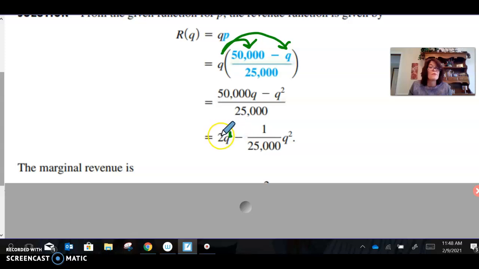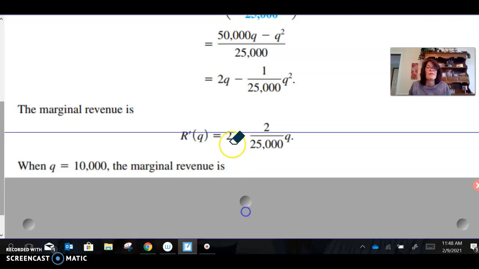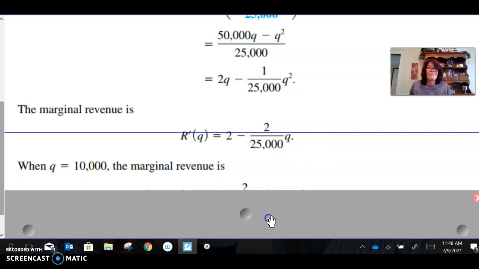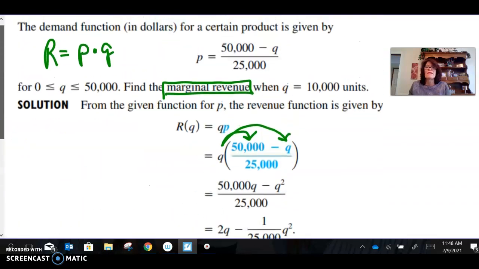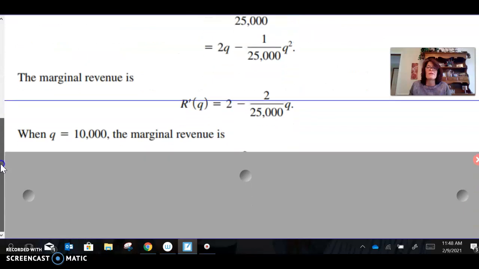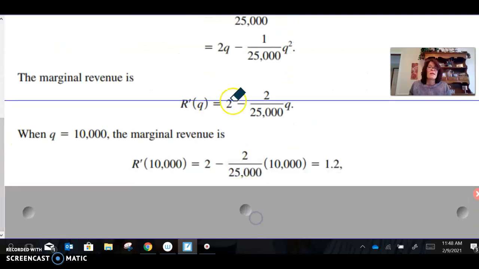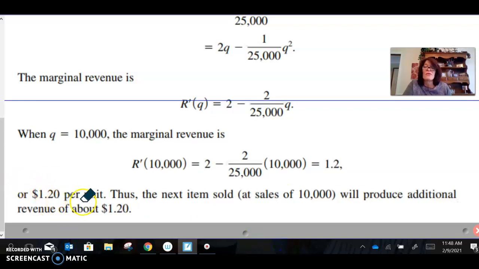1 times 2 is 2. So I have 2 Q to the 0. So that's just 2 minus 2 over 25,000 Q. Q to the first, right? So 2 minus 2 over 25,000 Q. When Q is 10,000, is that what we wanted? Yes. Find the marginal revenue when Q is 10,000. So I just stick 10,000 in for Q. So 2 minus 2 25,000ths times 10,000, I get 1.2, which is $1.20.